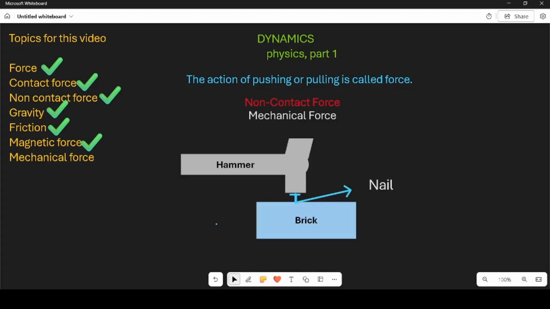Mechanical force is a contact force which is used to push or pull things. Here, for example, to hit a nail into a wall, we use a hammer. Now the force exerted by the hammer on a nail drives it into the wall, or in this case a brick. Thus, in this case, the force makes physical contact and displaces the nail. So this is mechanical force.